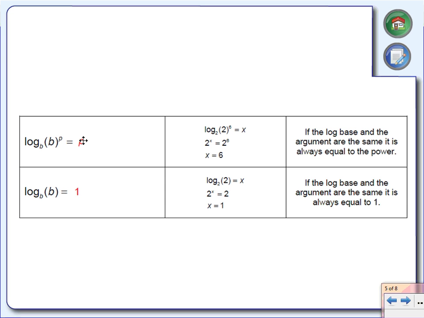So you look, they give us another example, very similar. Notice how the base is 2, the argument is 2, and because they're the same, there is no exponent. Well, actually there is. You just can't see it. It's a 1. So the answer there is 1.